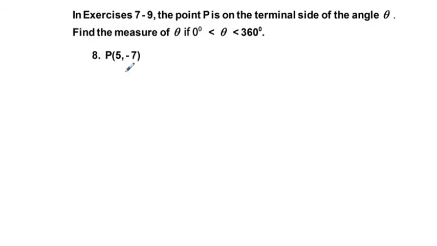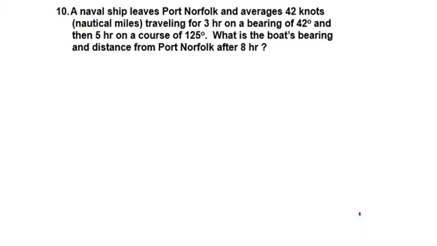Now, problem 8, at 5, comma, -7, you're going to be in quadrant 4. And so you're going to get a negative angle for an answer. So to that, you're going to have to add 360 to get your angle between 0 and 360 degrees, like we did for problem 7 and 9.